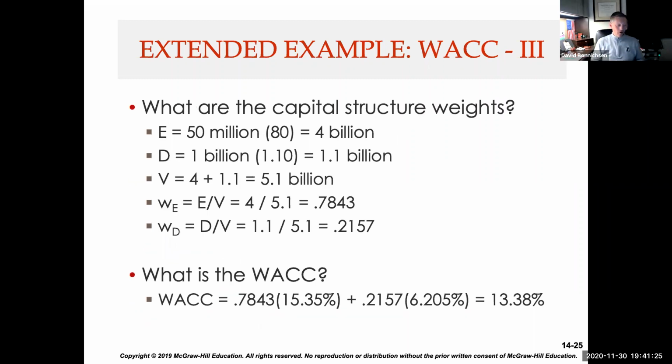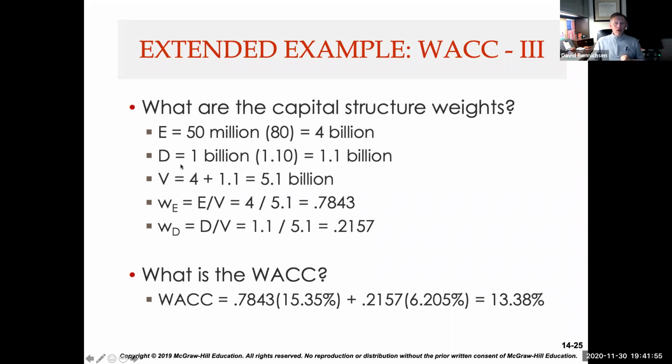So what are our capital structure weights? On the equity side, the value of our equity is the market capitalization of our firm, which is equal to the stock price times the number of shares outstanding. We were trading at $80 a share, and we had 50 million shares outstanding. So the market value of our equity, the market capitalization of our company, is $4 billion.